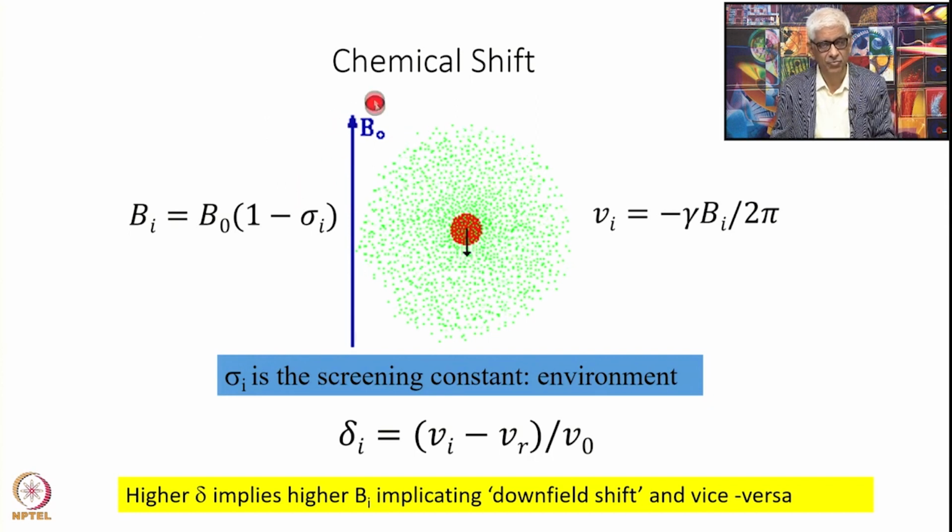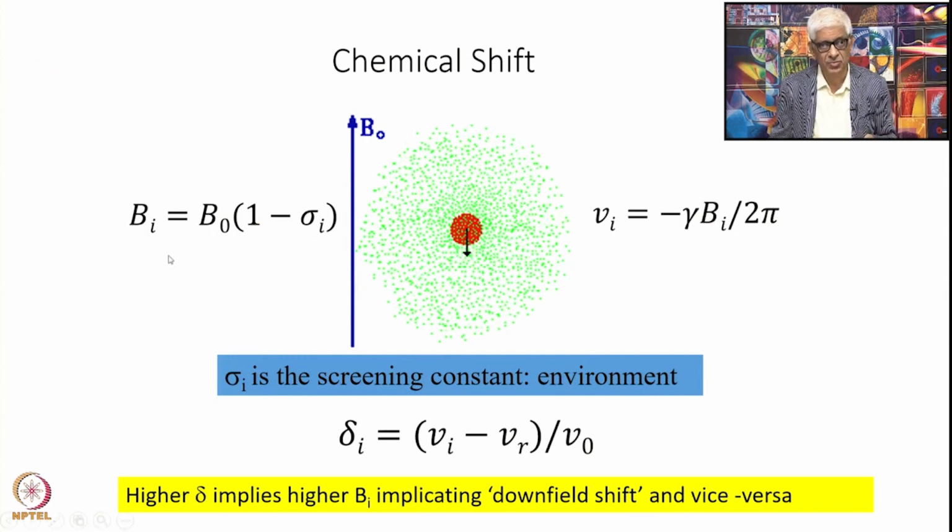This B0 field induces a current in the electron cloud, which produces a magnetic field that opposes the externally applied magnetic field. Therefore the field seen by the nucleus is Bi, given by B naught times (1 minus sigma i). Sigma i is the so-called screening constant, and it can vary depending on the environment of your molecule. The precessional frequency of a particular nucleus, in hertz, is then nu i equals minus gamma Bi divided by 2 pi, where Bi is the field given here.